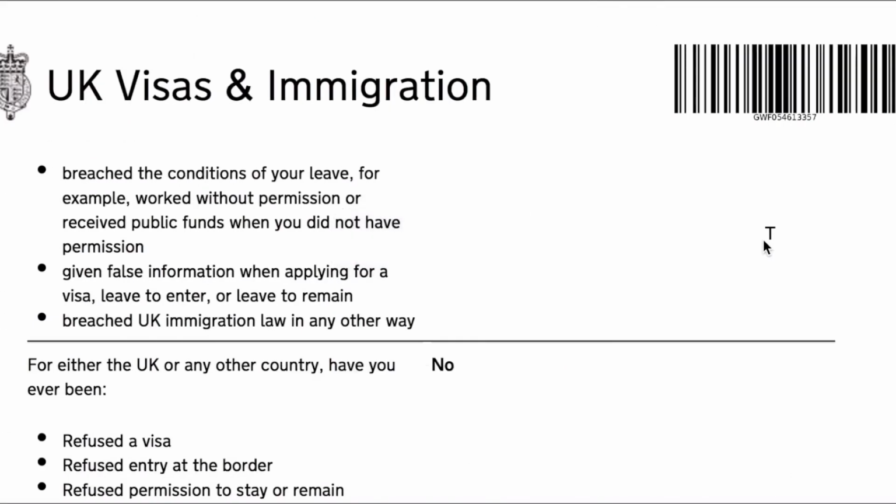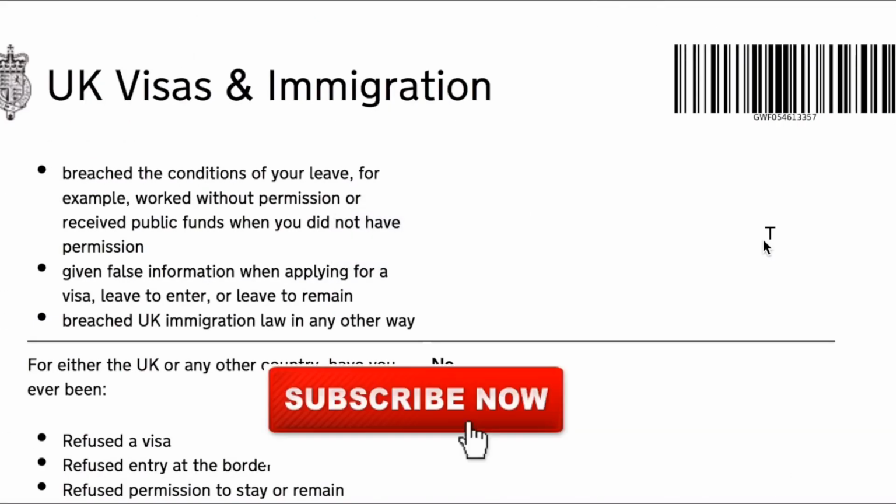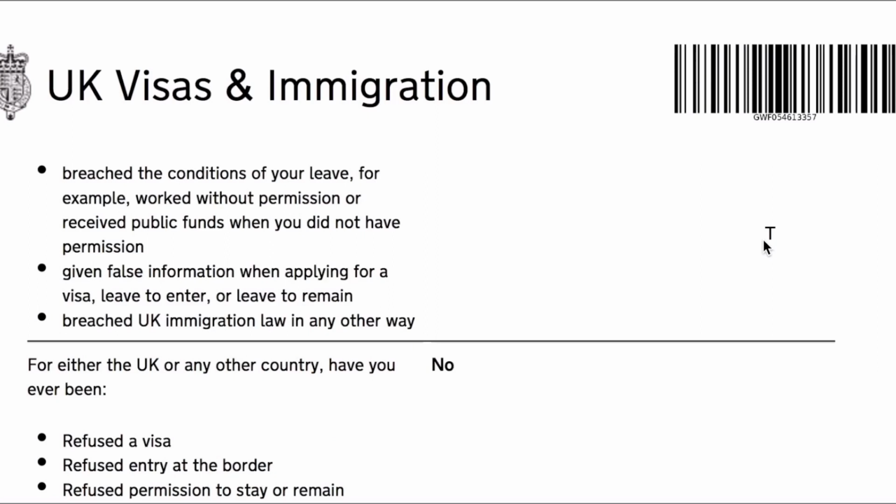Have you ever breached the conditions of your leave, for example, worked without permission or received public funds when you did not have permission? It was no in my case. Given false information when applying for a visa to enter or leave to remain. These are basically violating the immigration rules of the UK.